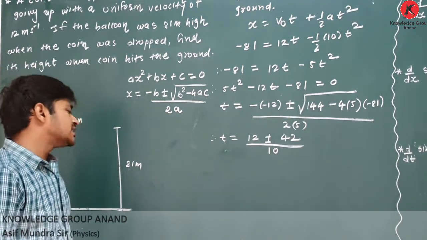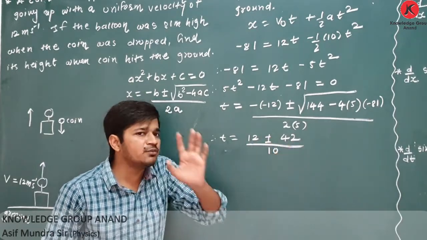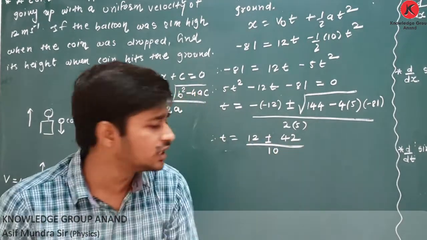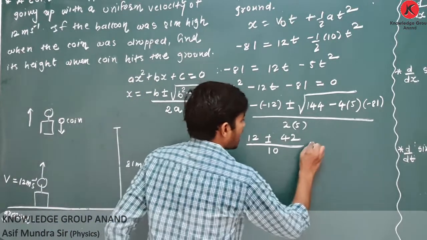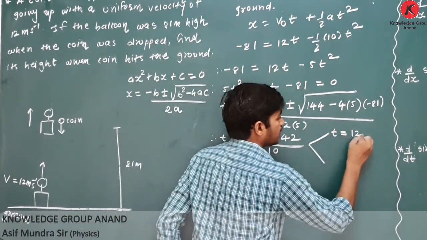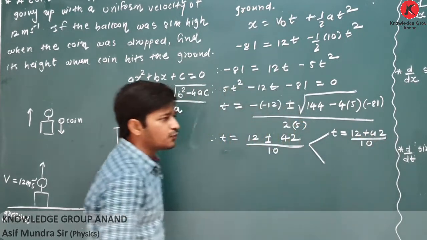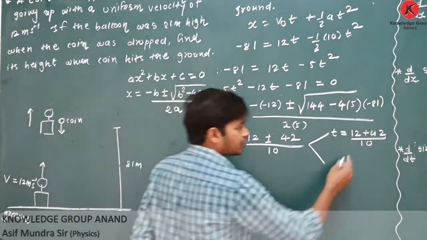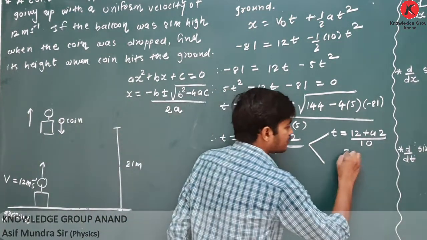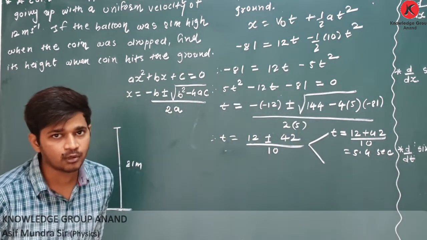Clear? So now see, t is equal to 12 plus or minus 42 upon 10, which means you will get two values of time. First, I am getting a value of time: t is equal to 12 plus 42 divided by 10. 12 plus 42 is 54. Divided by 10 means it is 5.4 seconds. Clear about this?